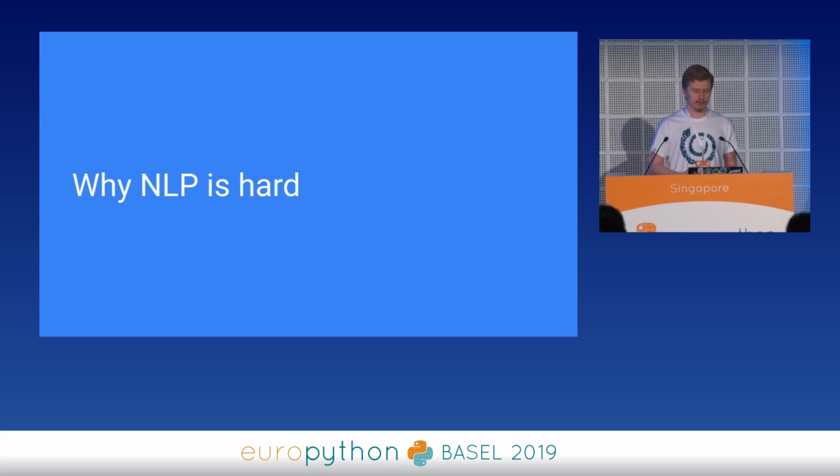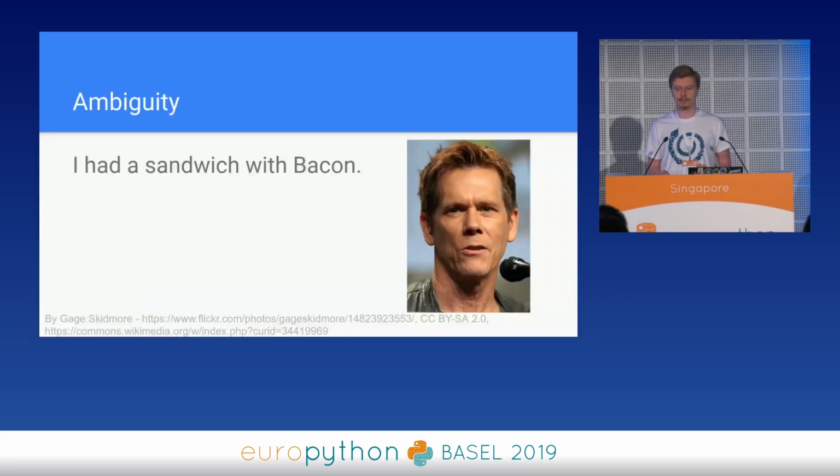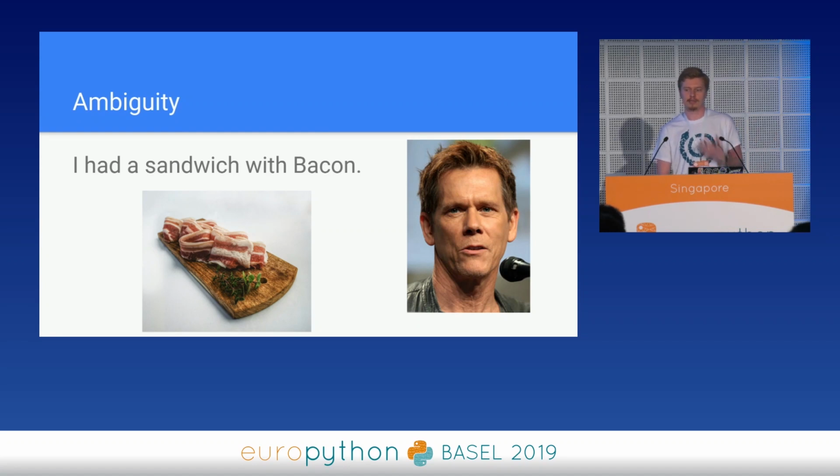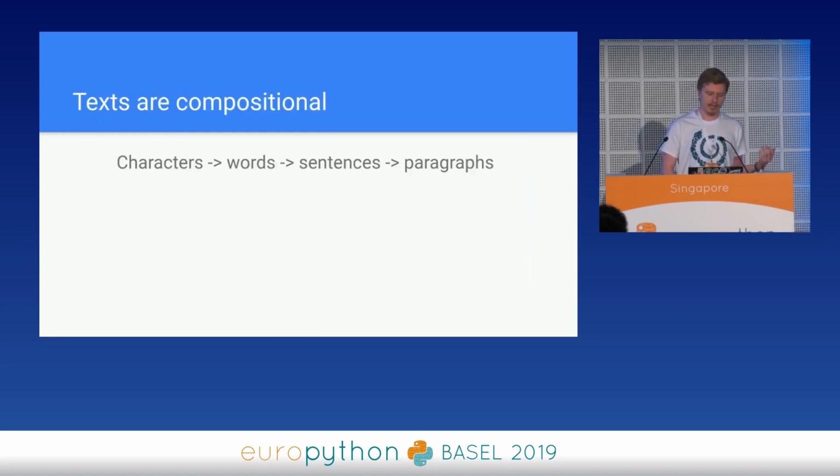And why is natural language processing hard? First, language is ambiguous. If we say, hey, I had a sandwich with bacon, it's hard to say whether we met Kevin Bacon for lunch or we had a sandwich with pork meat. Second, texts are compositional. Characters compose words, and then words compose sentences, and finally paragraphs and whole books. And here the problem is that even with the same letters composing two words, let's say burger and pizza, they share none of the characters, but they still carry the meaning of junk food. But we cannot conclude that based only on the characters. So those are a few reasons why this is hard.